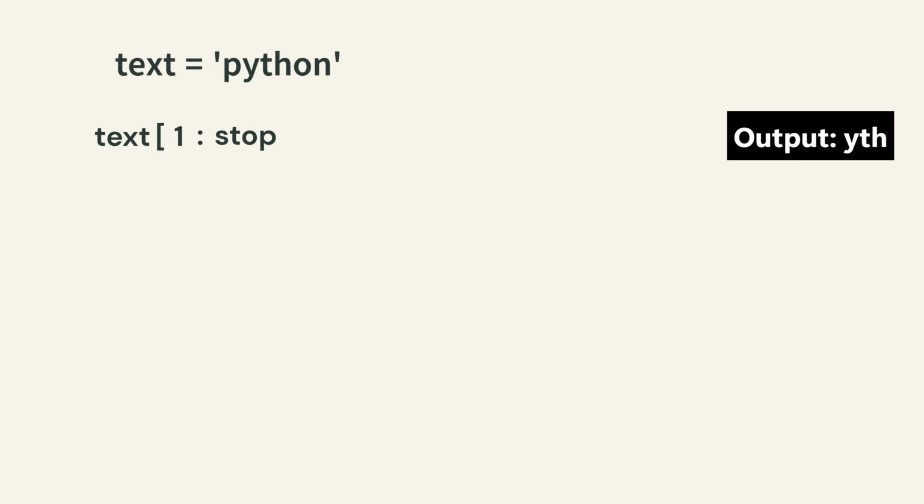So whatever index number I give here, the character on that index number will not be included. In our case, as I want to output YTH, P is at 0, Y is at 1, T is at 2, H is at 3, O is at 4, N is at 5. So I do not want to include O, so I will write 4 here, because from that index I do not want to include anything. Or you can understand it like that.